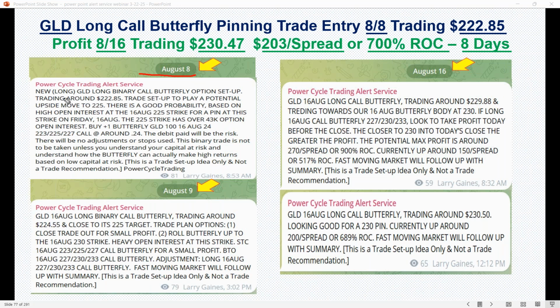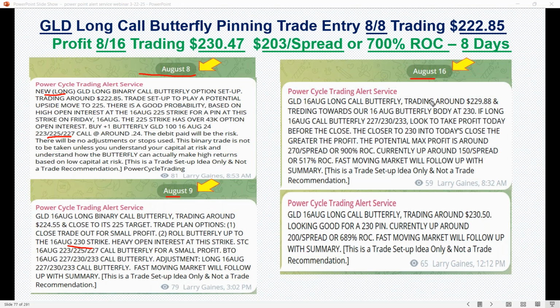Okay, this is one that we did. It said UGLD long binary call butterfly. So we were targeting this one for 225. Then we rolled the spread a little bit and adjusted it to target, going through it real quick, the 230 strike. So we ended up with this, then on the 16th, it was going out right here.